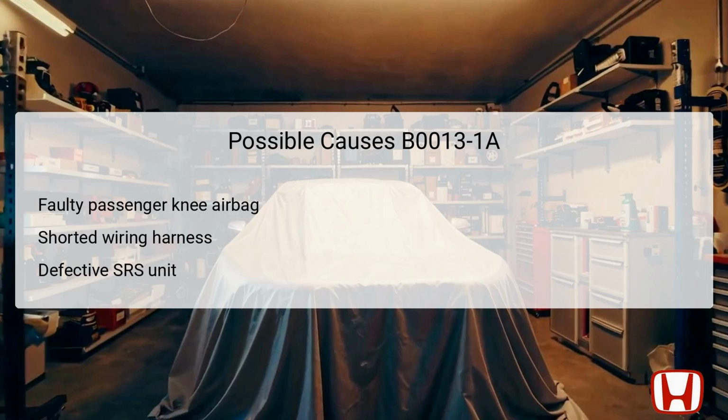The possible causes for the DTC B0013-1A primarily involve issues related to the passenger's knee airbag, its wiring, and the SRS unit itself. A faulty knee airbag can result in incorrect resistance readings, which will lead to the SRS unit interpreting these readings as an anomaly. Shorted wiring in the harness connecting to the knee airbag or SRS unit can also create low resistance conditions, triggering the code.